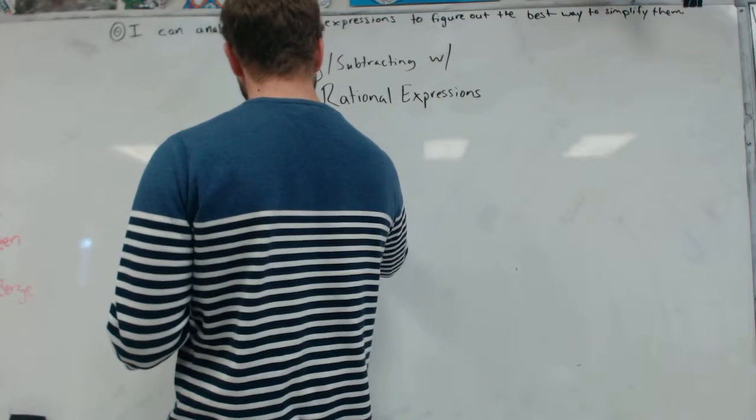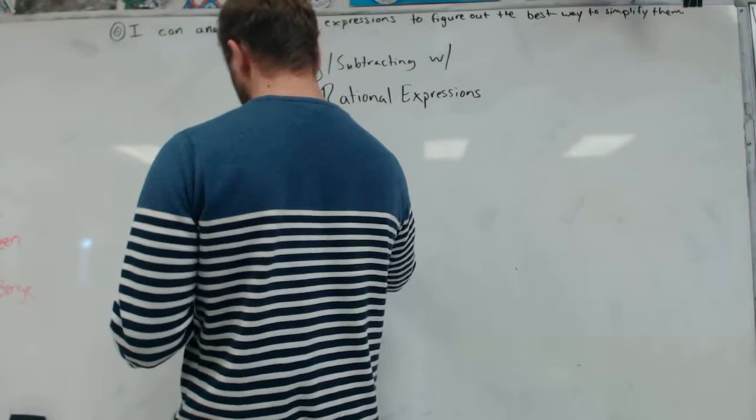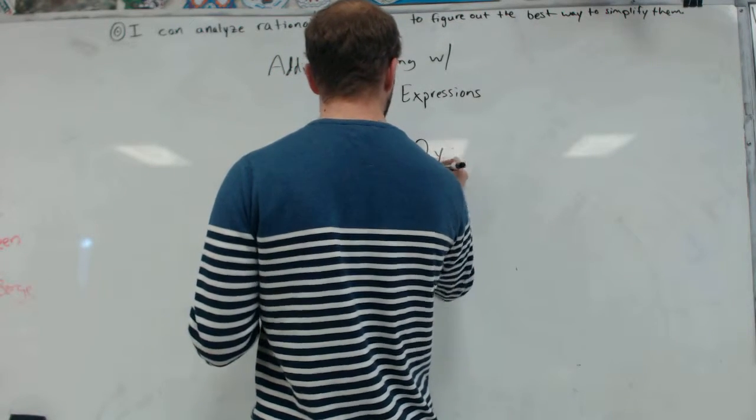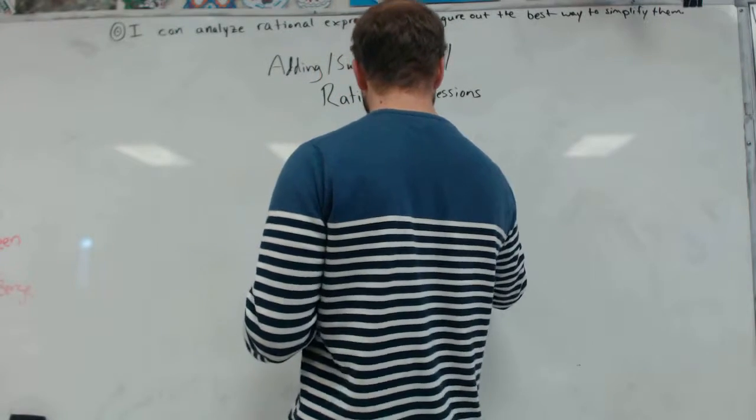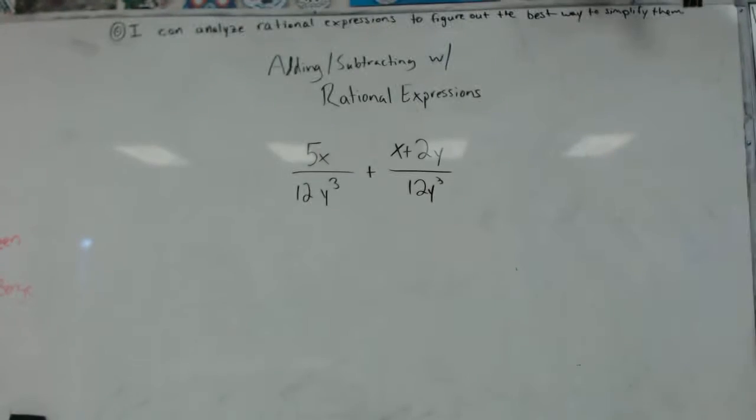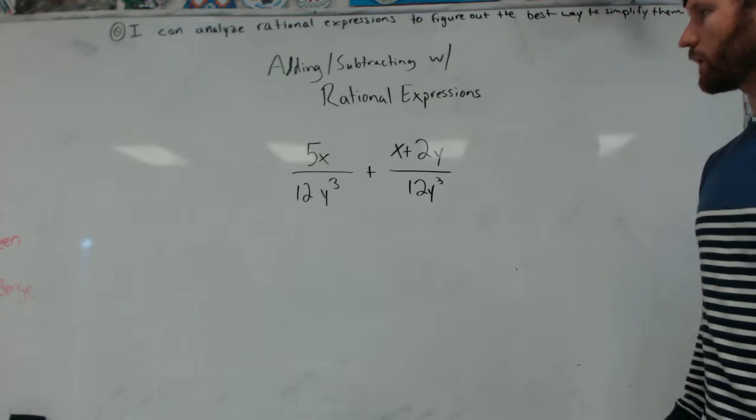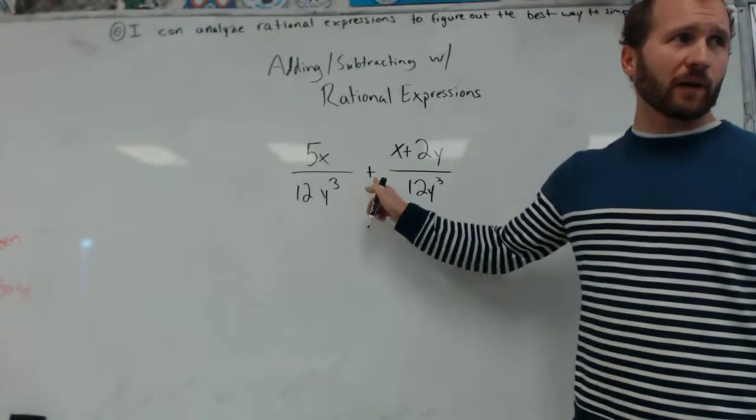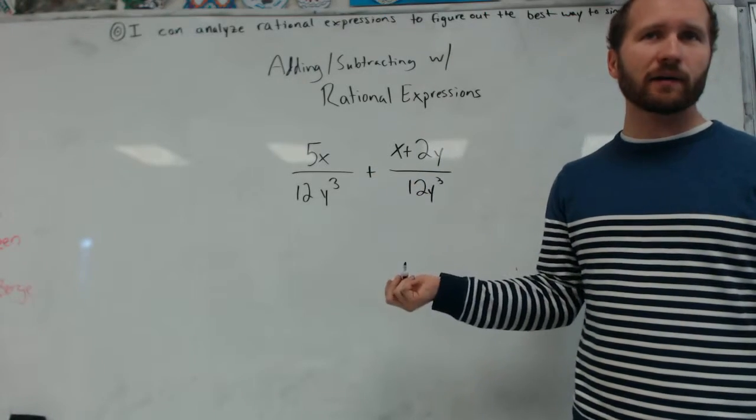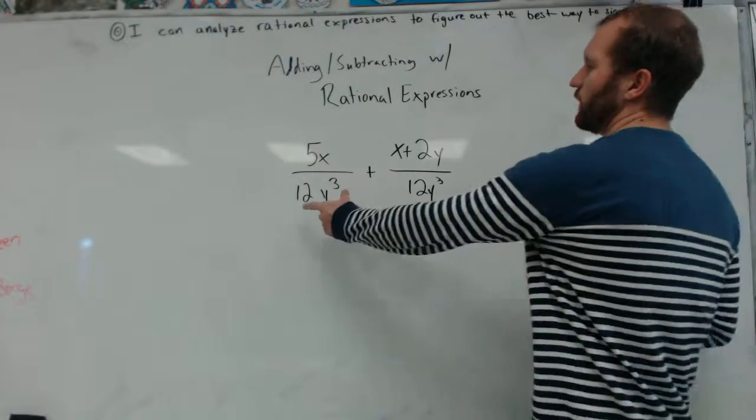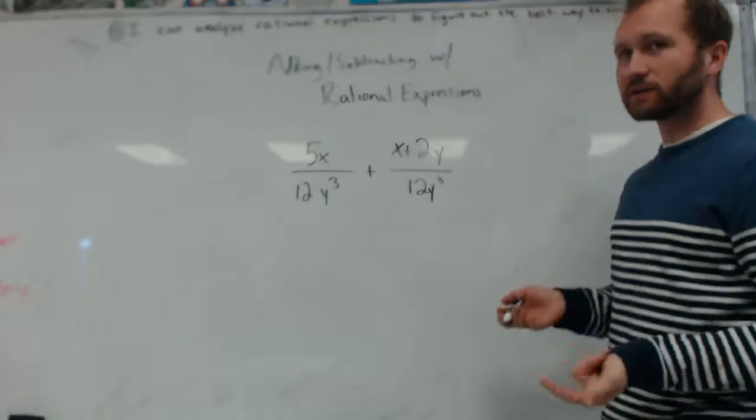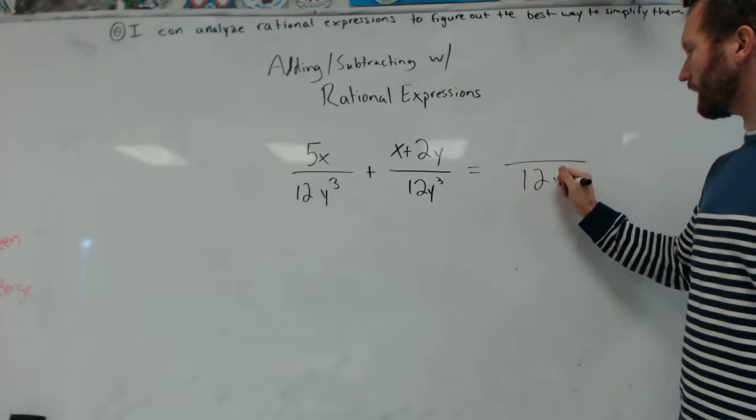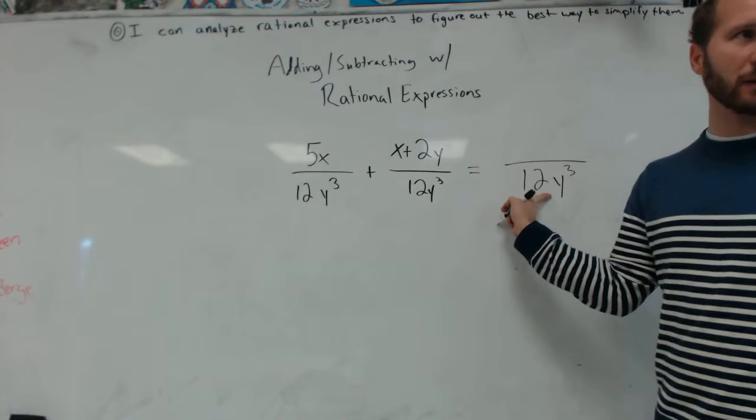This is how they'll look on your homework. Something like this. 5x over 12y cubed plus (x plus 2y) over 12y cubed. Alright, two fractions. I'm adding them. My first question is, do I have the same denominator? 12y cubed, 12y cubed. I do. Cool. So, I'm just going to combine these over that common denominator.